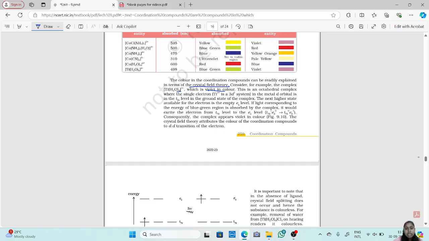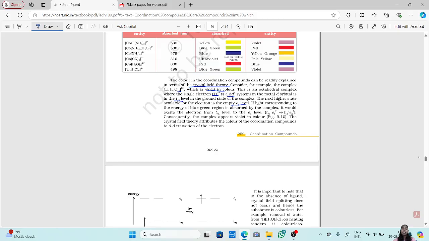Whereas the single electron of Ti3+, that is titanium 3+, has only one electron in the metal d orbital, in the t2g level. So there is only one electron in the d orbital, and that too present in the t2g level, in the ground state of the complex. Now the next higher state available for the electron is the empty eg level. If we want to transfer it, it will go to the empty eg level.